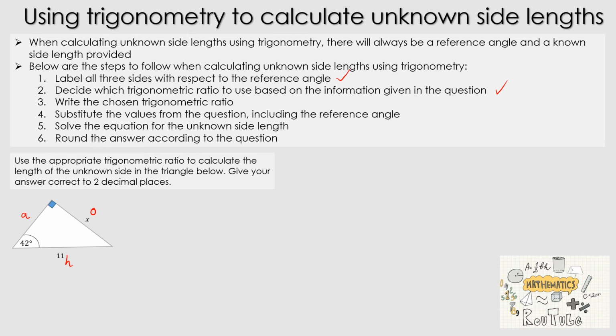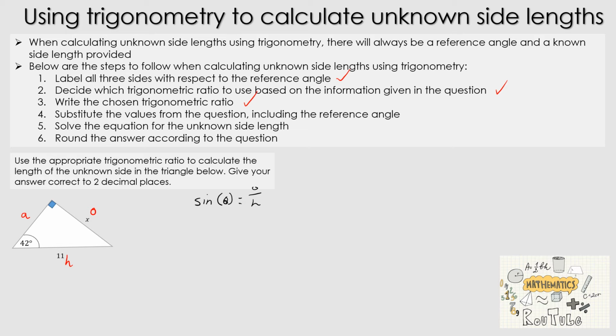Step 3 is to write the chosen trigonometric ratio. So let's write the formula. Let's not worry about substituting anything in yet. So we've got sine theta equals, and then O over H. Okay, so we can give that one a tick as well.